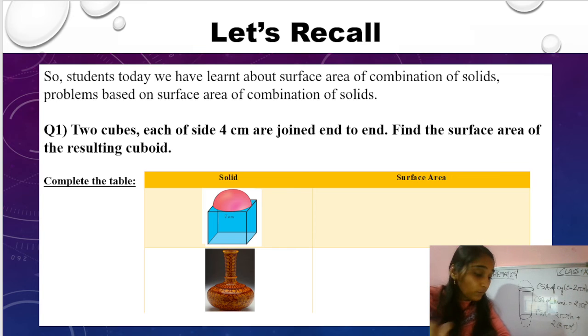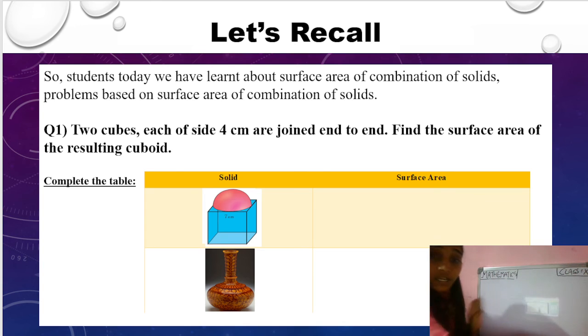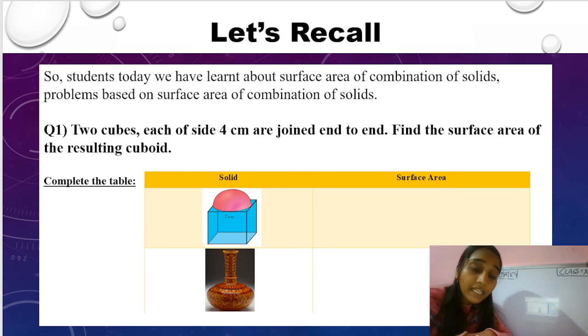So let's recall what we have done in this lesson of chapter 13. We have learned about the surface areas of combinations of solids and discussed problems based on them. Okay, now here's one question in the recapitulation: we have two cubes, each of side 4 centimeter, joined end to end.